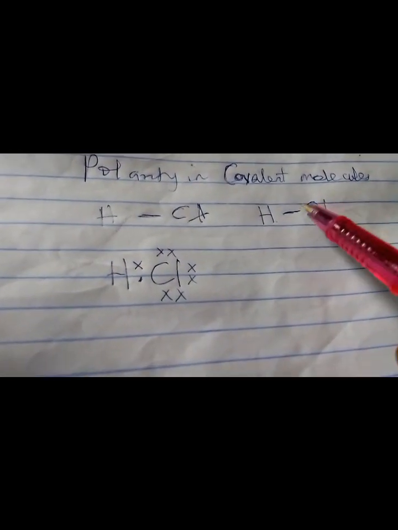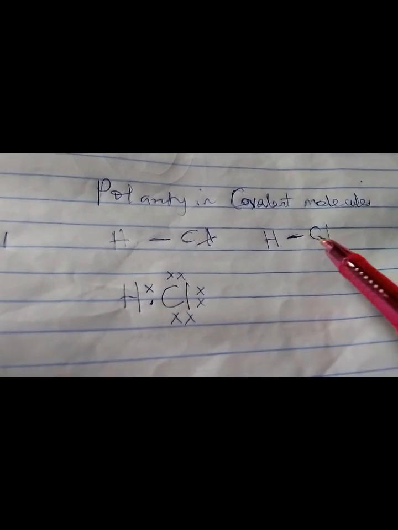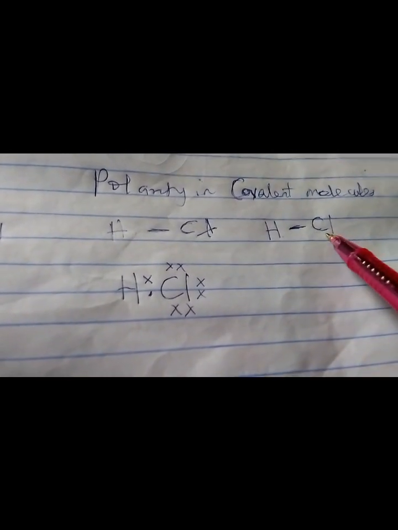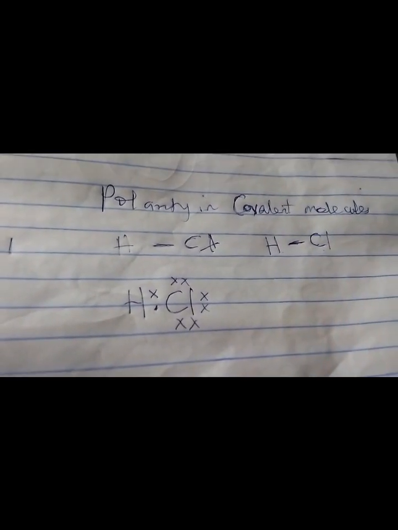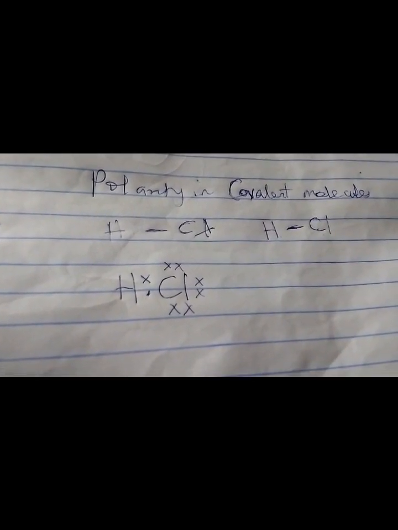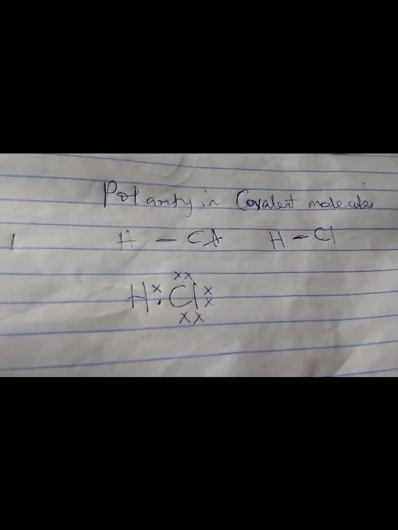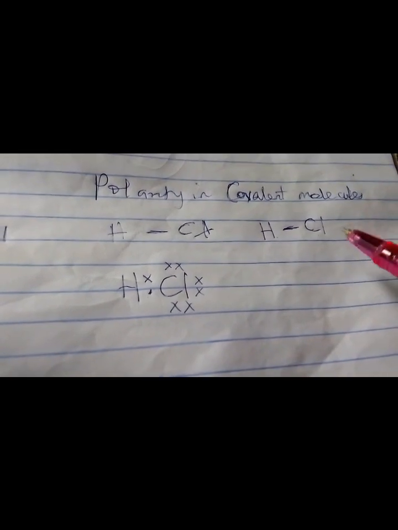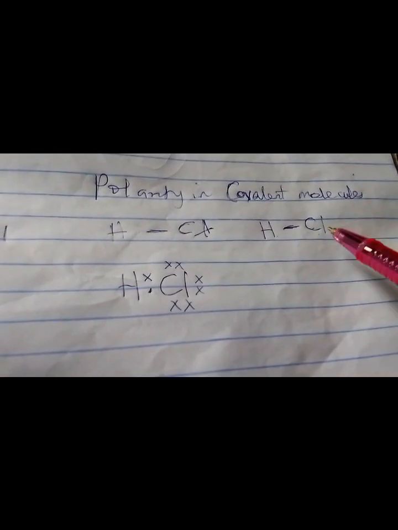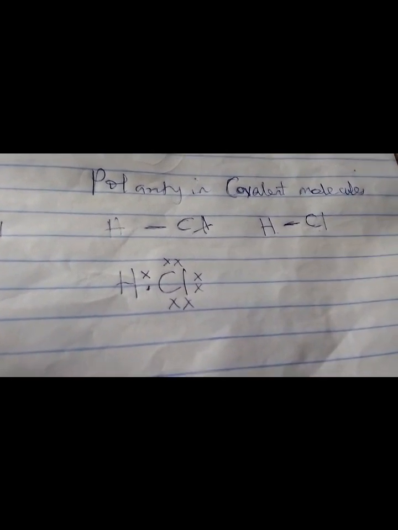All right. So now when we say polarity, it means that there's an unequal sharing of electrons between hydrogen and chlorine. Now it is the more electronegative element or atom that pulls the electrons to itself. So electronegativity is the ability or the tendency of an electronegative element or atom to pull shared electrons in a covalent bond towards itself.